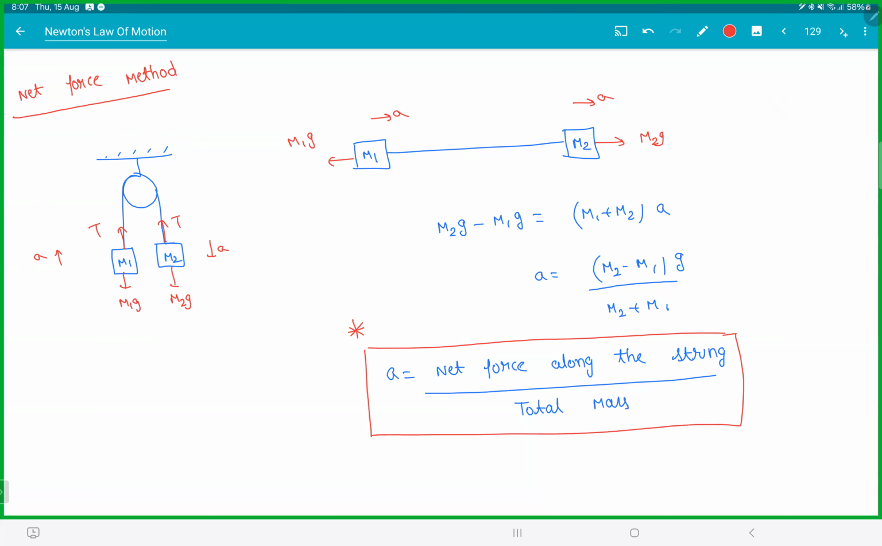This method becomes quite useful when there are more blocks. But there's a problem again. This works only, valid only if all blocks have the same magnitude of acceleration. Direction is fine. They should have the same magnitude. See, what's the logic? I'm able to take out A common from the equations, right? Because A is the same. That was the idea there. If all blocks have the same magnitude of acceleration.